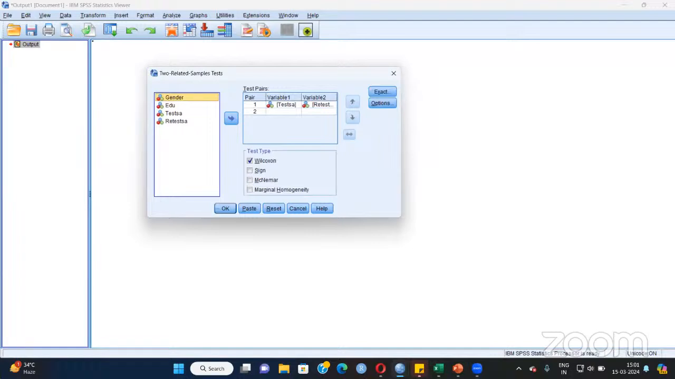So this is the non-parametric test. Here we can use the Wilcoxon sign rank test. Two groups are there: one is the test, another one is the retest, just like the dependent t-test or paired sample t-test. You have to follow the same format. Only you have to click the Wilcoxon sign rank test.